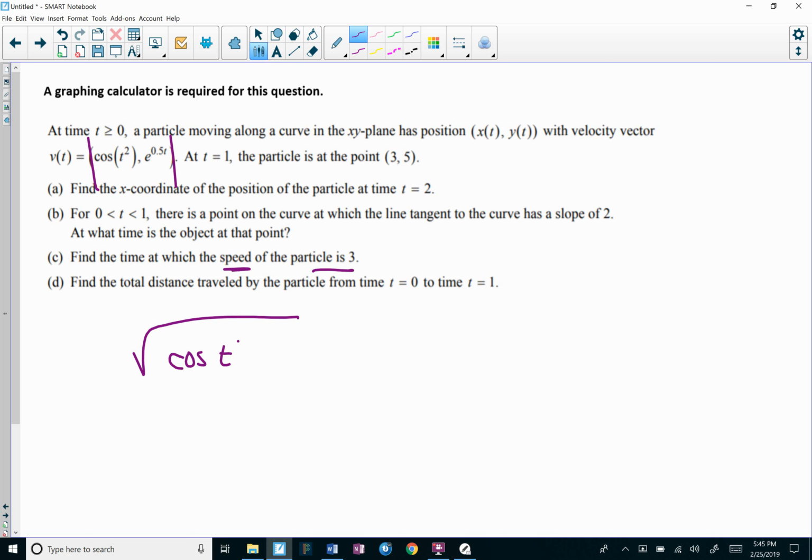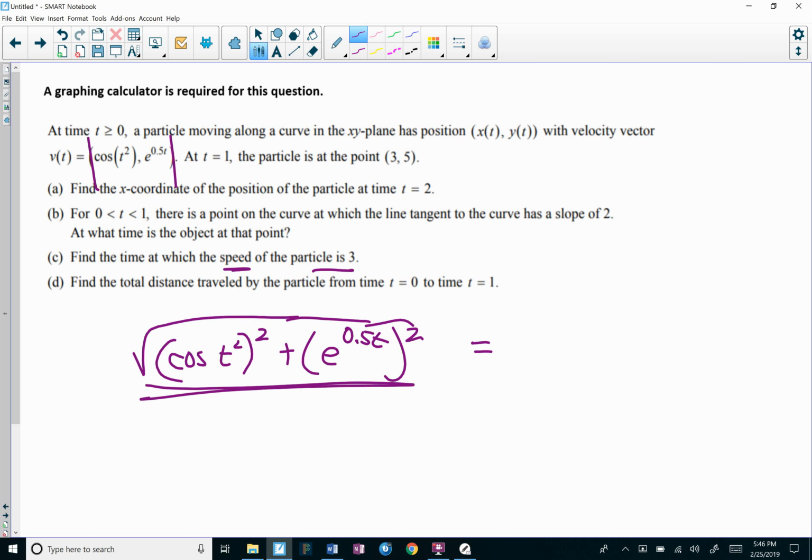So cosine squared plus e to the 0.5t squared. That's my speed. That is a definition we have on our syntax card, covered in chapter 7, I believe. Maybe chapter 6, I can't remember. We want to know when it's equal to 3. So take your calculator, use your solve command. We get approximately 2.196. That was 2 points as well. 1 for having the equation, 1 for the answer.